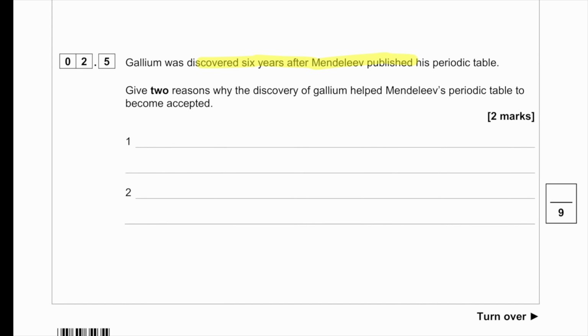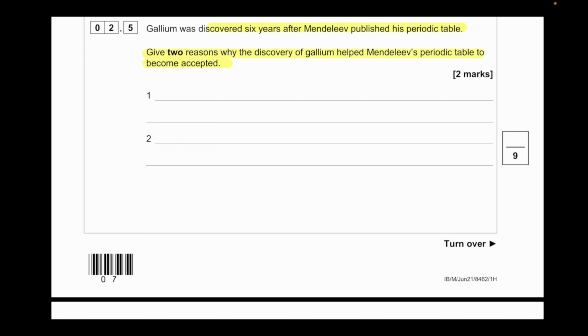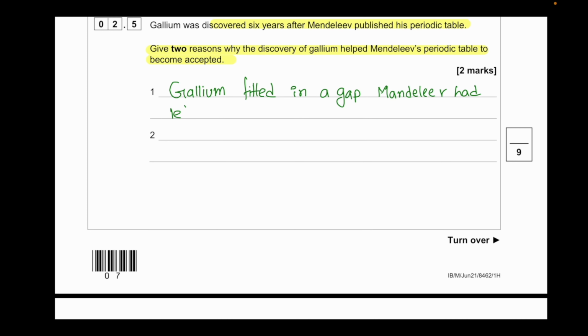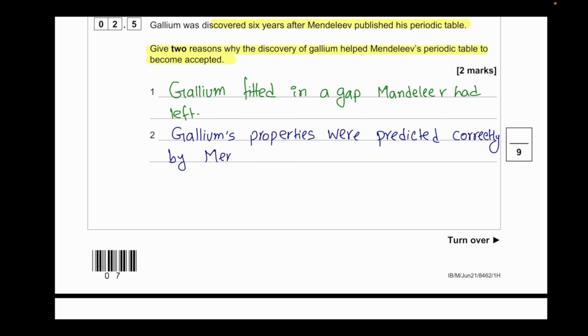Gallium was discovered 6 years after Mendeleev published his periodic table. Give 2 reasons why the discovery of gallium helped Mendeleev's periodic table become accepted. So Mendeleev already predicted the missing elements in his periodic table. He predicted that when those elements were discovered, they would have similar properties to those of the particular group that Mendeleev had put that element in. So when gallium was discovered, it fitted the gap that Mendeleev had left. Gallium's properties were already predicted correctly by Mendeleev.